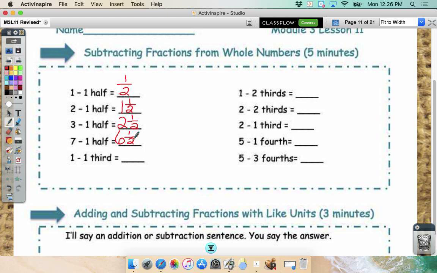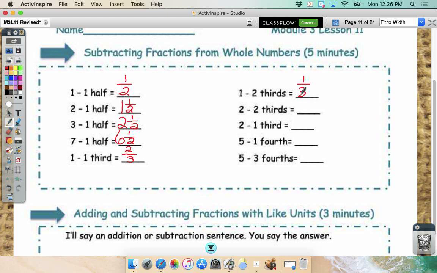Your whole number is going down by 1 each time. Do you see that? Yes. And then the fraction is what you need to add to the first fraction to make one whole. Okay? So 1 minus 1/3. 2/3. 1 minus 2/3. 1/3. Notice that there's no whole number because what's 1 minus 1?